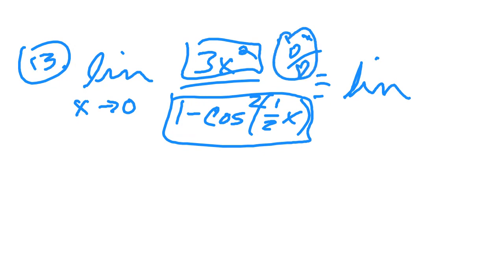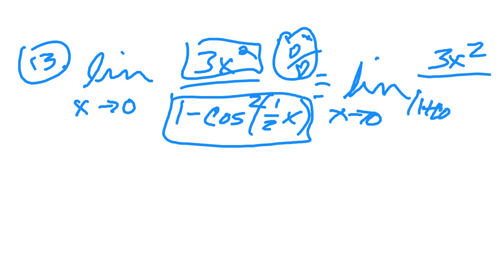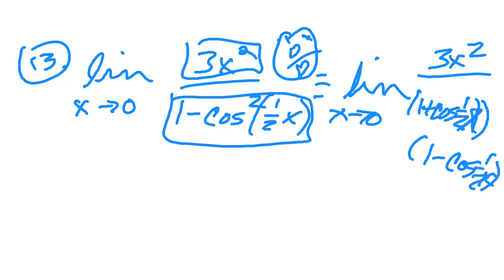So what you might do is say, hey, I think I can manipulate this by factoring. You write it as 3x squared, and this is the difference of two squares on the bottom. So you might say, this is 1 plus cosine half x times 1 minus cosine half x. And then I'm going to split this up and take that 3 out front.